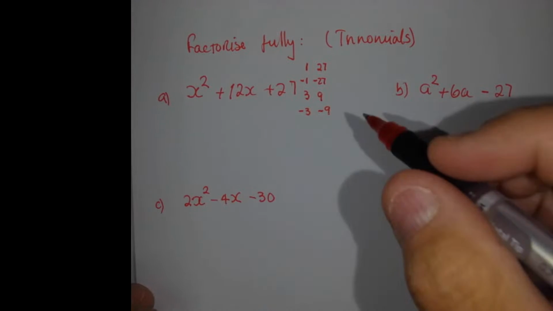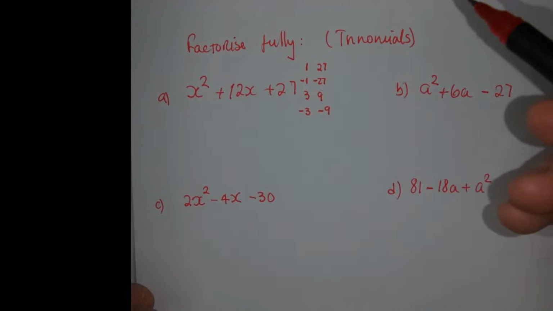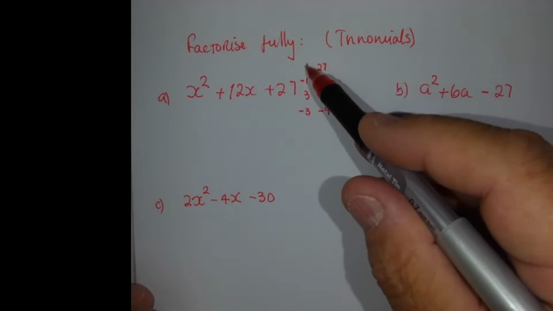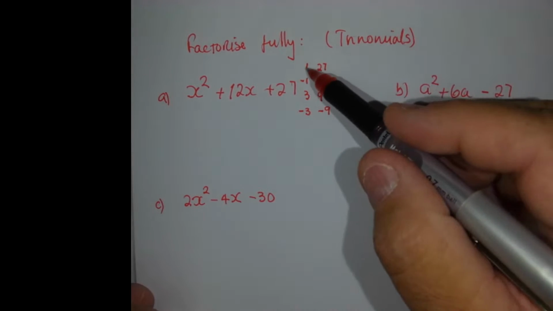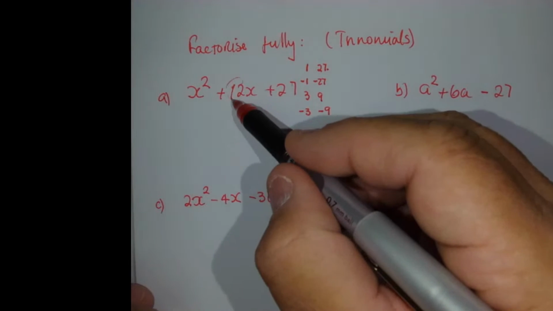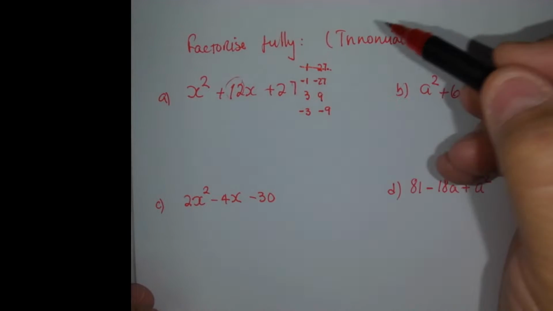Okay? And if I try, I know there are no other integers, so I'm going to go with this one. So now, by process of elimination, I'm going to look and see what is the addition of these two terms. If I added 1 and 27, that's going to give me 28, and what I'm looking for is 12. So 1 plus 27 is 28. That doesn't help me, so I'm going to take that one out.